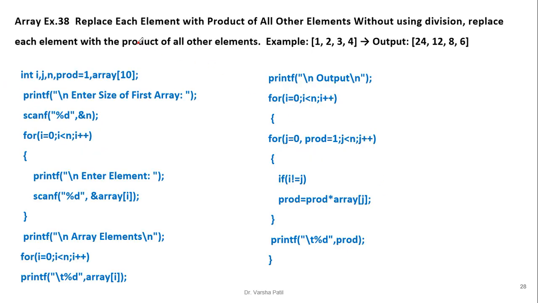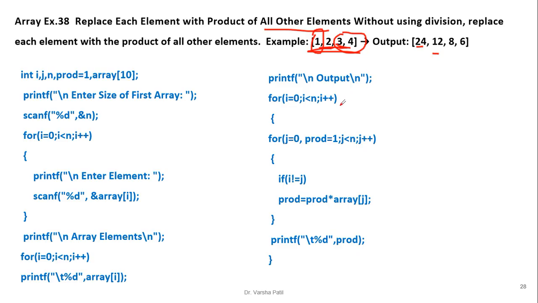Now, replace each element with the product of all other elements. For example, see 1 2 3 4. When we are at this location, we are taking the multiplication of 2 into 3 into 4, that is nothing but 24. When we are at this location, we are taking the multiplication of the other elements, 3 into 4 into 1, which is equal to 12. When we are at this location, we are taking 8, and when we are at 4, we are taking the remaining elements, that is 3 into 2 into 1, which is equal to 6.